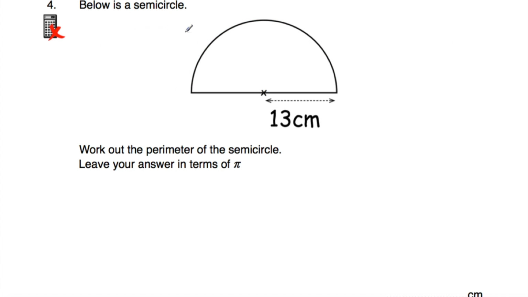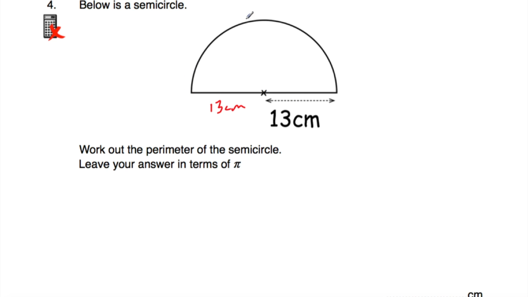Okay, let's have a look at question number 4. It says below is a semicircle. We've been asked to find the perimeter of the semicircle and to leave our answer in terms of pi. So let's start by looking at the base, the diameter of it. We've got 13 centimeters as the radius. So that means that this would be 13 centimeters as well. That means the whole diameter would have a length of 26 centimeters.